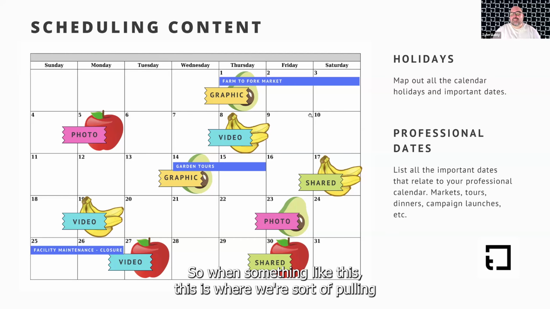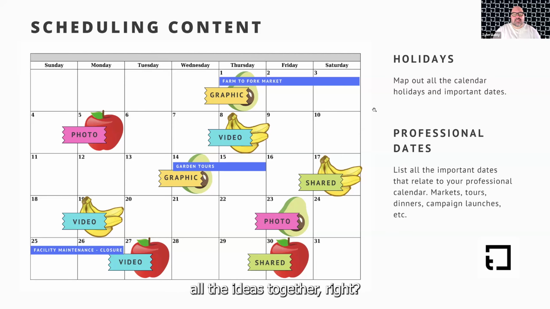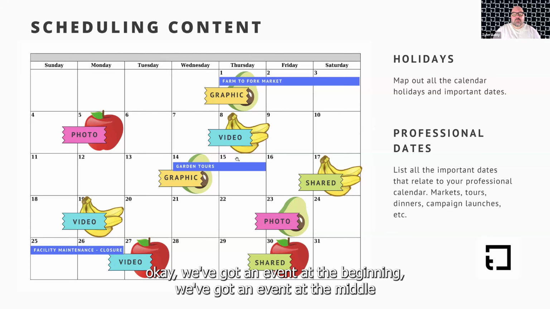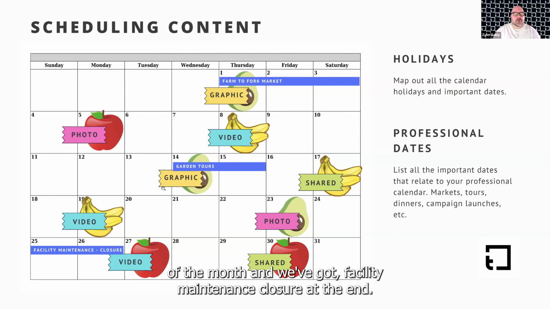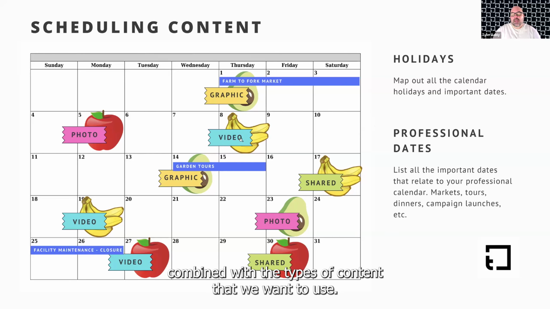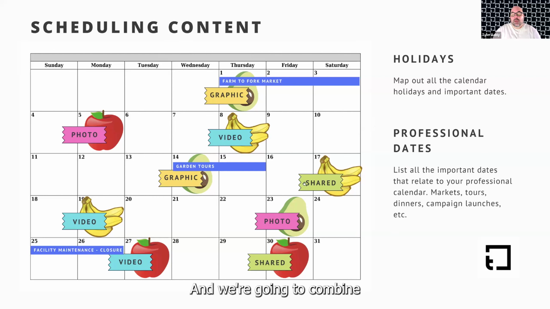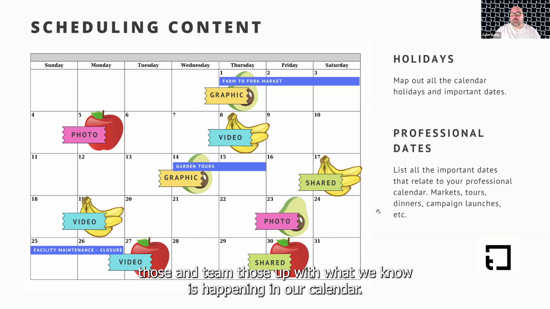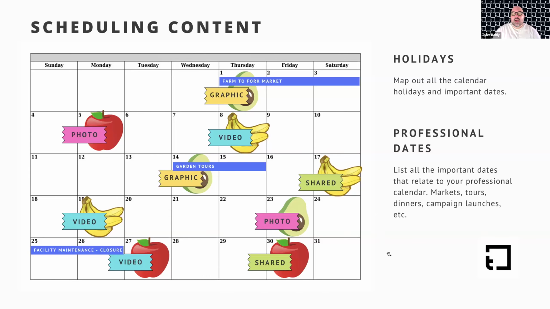This is where we're pulling all the ideas together, right? So in a calendar like this, we've taken a look and said, okay, we've got an event at the beginning, we've got an event in the middle of the month, and we've got a facility maintenance closure at the end. So we're going to take some different types of pillars combined with the types of content that we want to use, and team those up with what we know is happening in our calendar.